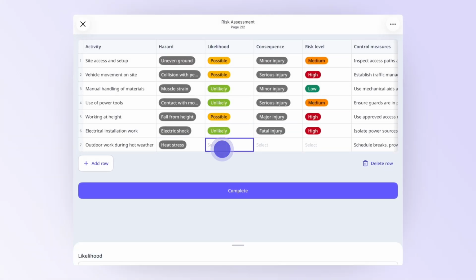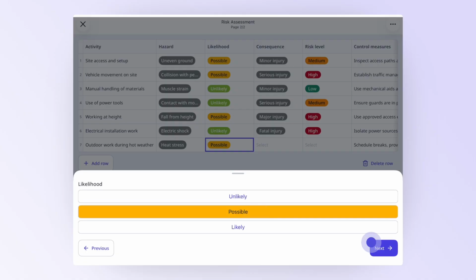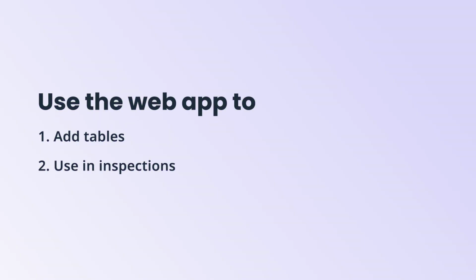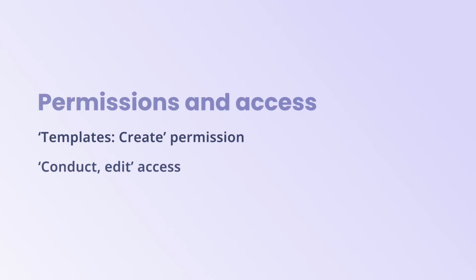Let's take a look at how tables work, from setup to completion in the field. We'll cover how to add a table to an inspection template and use a table during an inspection. Let's make sure you have the right permission or access. You'll need either the template's create permission to build a new template or conduct edit access to edit an existing one. Ready? Let's roll.